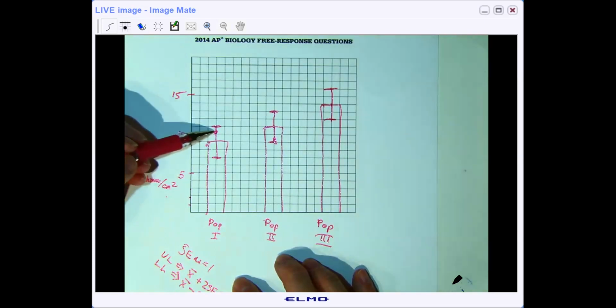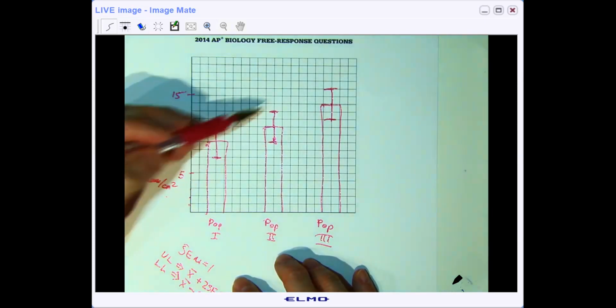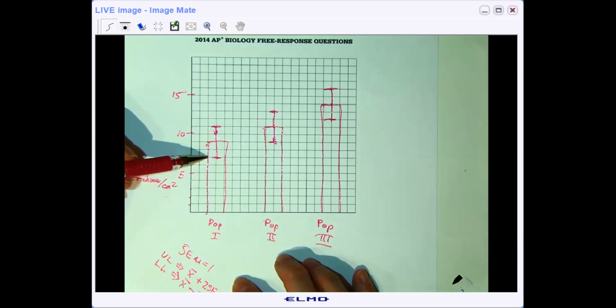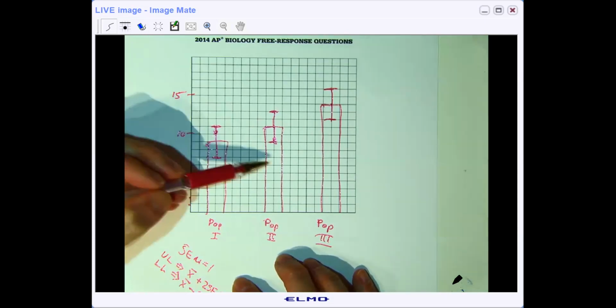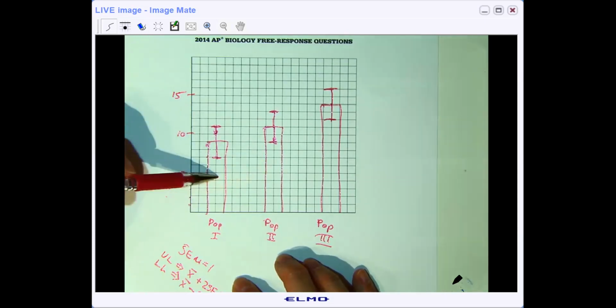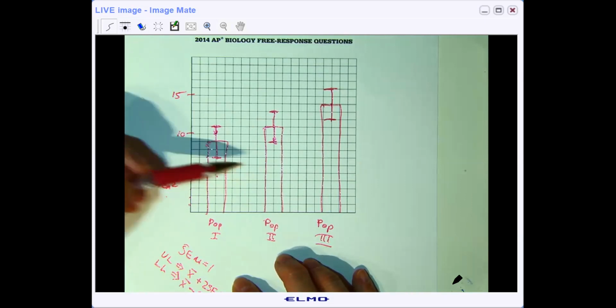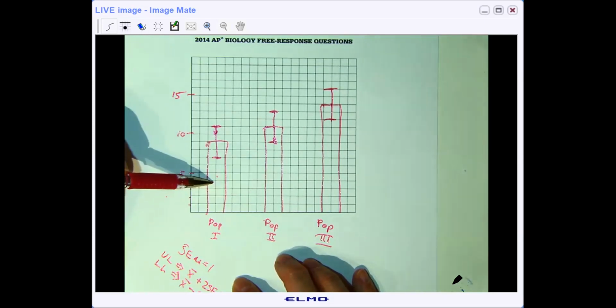So because those 95% confidence intervals overlap, we can't say for sure that there is a statistically significant difference between those two groups. So we would say the data we have is inconclusive.